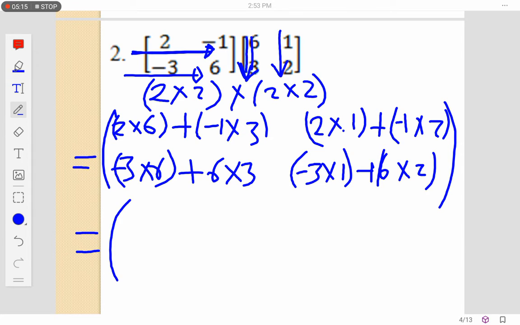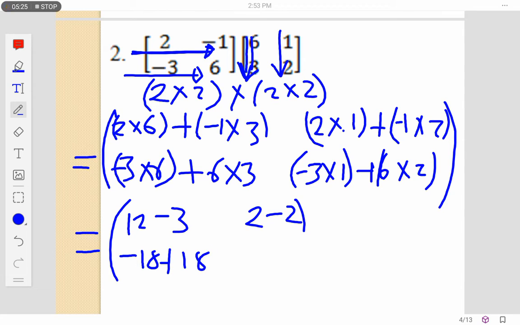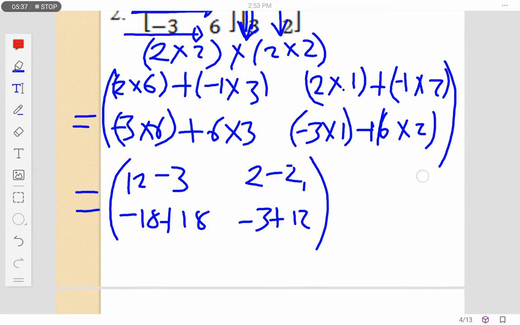Then simplifying, I'll get 12 minus 3. The second one I'll get 2 minus 2. The other one I'll get minus 18 plus 18. And the other one minus 3 plus 12. Okay, so if I simplify this, let's see what I will get.